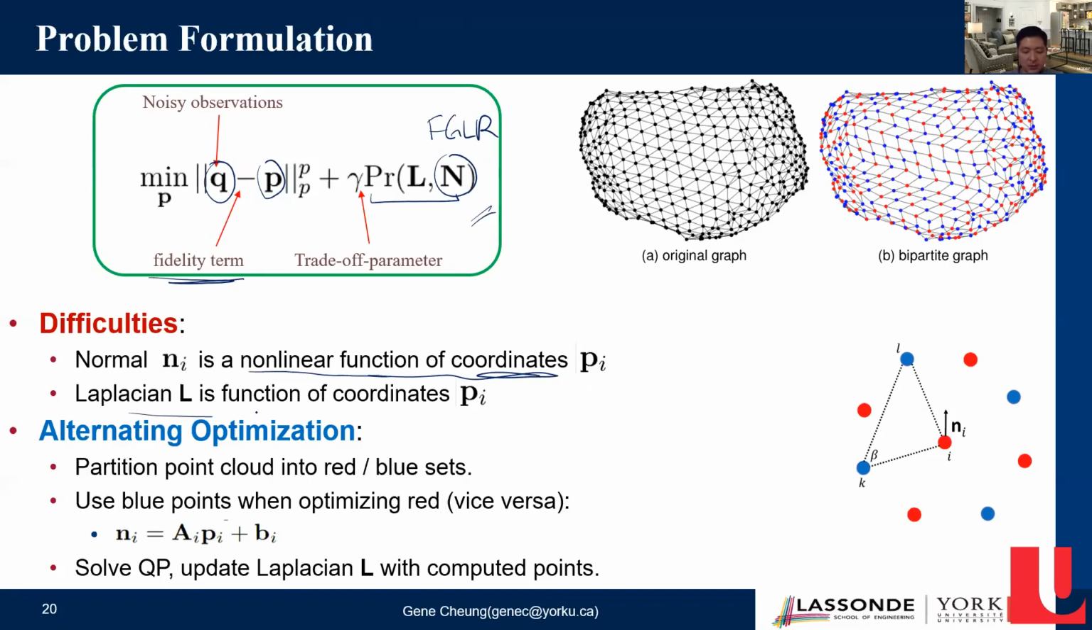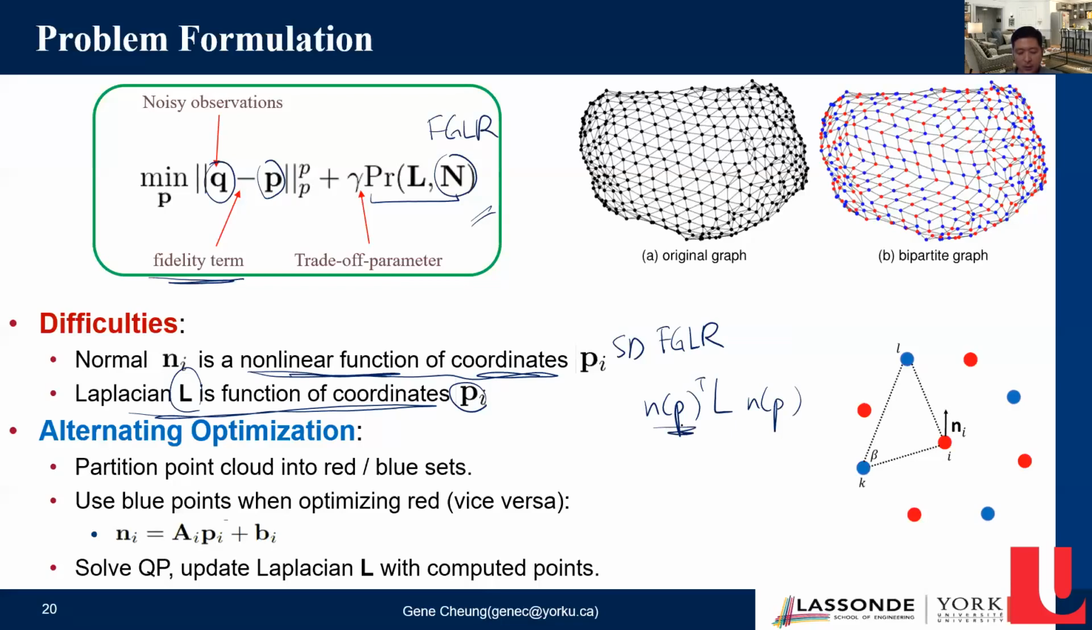And the other challenge, which I talked about before, is that the Laplacian itself is a function of the coordinates, right? So not only are you talking about feature graph Laplacian regularization, actually it's also signal dependent, right? So let's talk about the first part first, the N as a function of P, right? And this is the regularization term. So how do we do that?